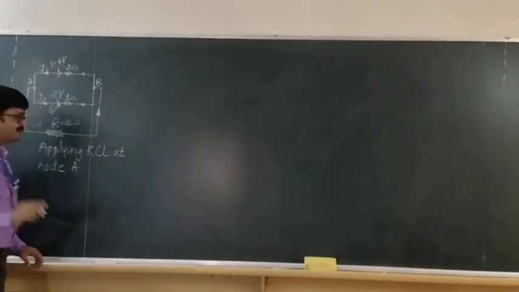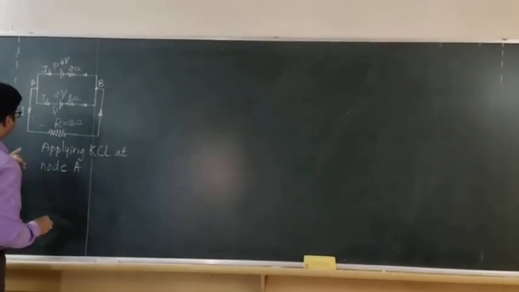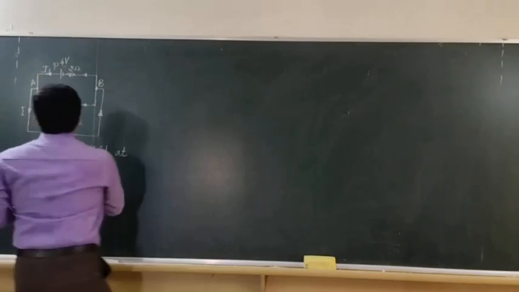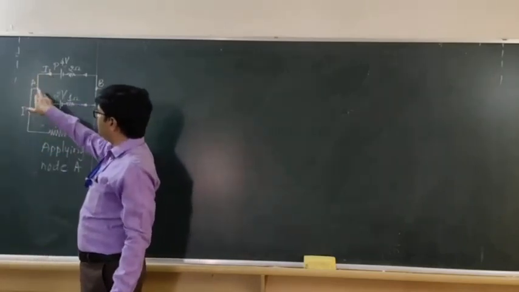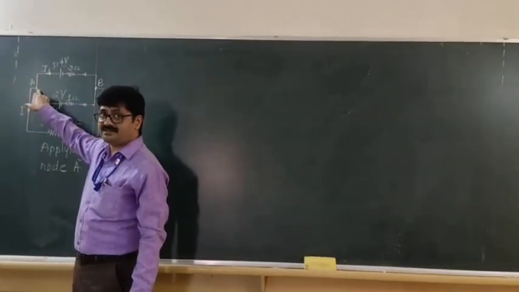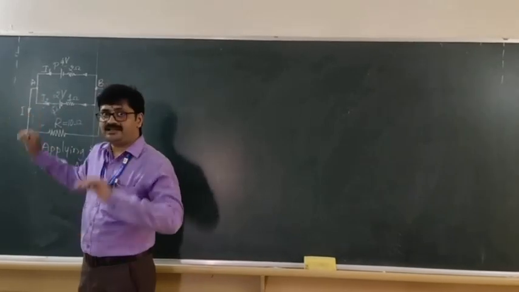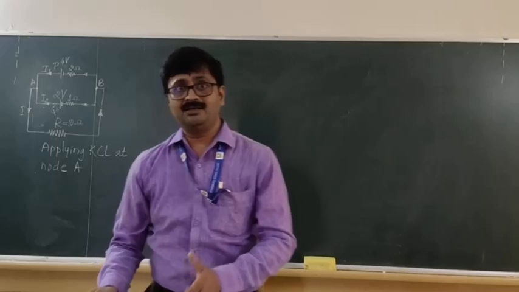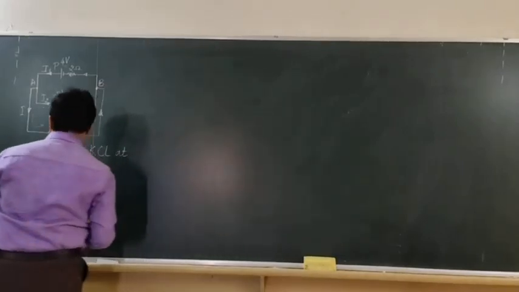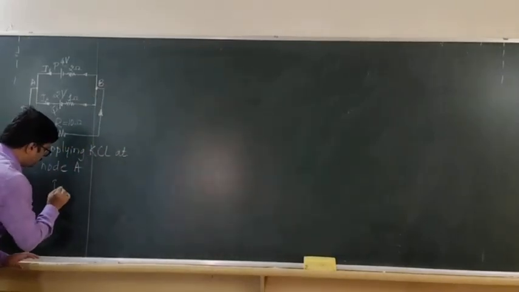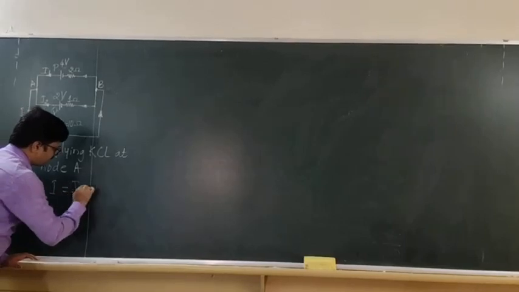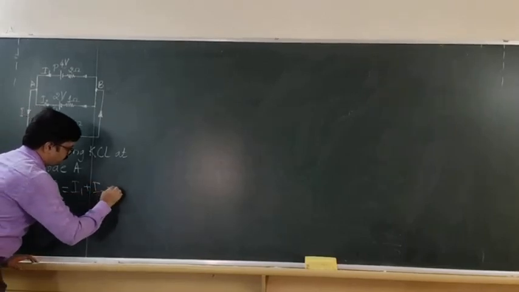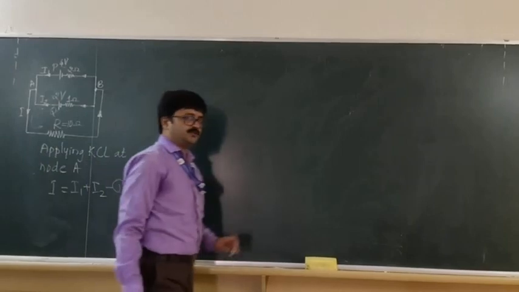At node A, we have incoming currents. If you just observe the circuit, I1 and I2 are entering at A and I is leaving A. So therefore total current entering should be equal to total current leaving. So accordingly, I will mention this as I is equal to I1 plus I2. This I will take as equation number 1.